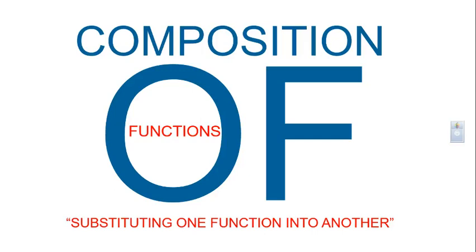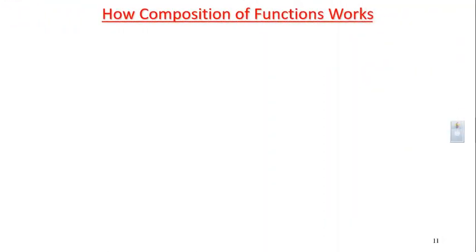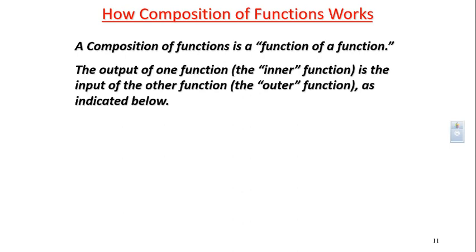Now, with composition of functions, we're doing something different from the arithmetic that we did. The four operations we just covered were addition, subtraction, multiplication, and division. Those are called arithmetic operations, and they're binary. That means you do two at a time. Composition of functions means that we're following a chain of commands where the output of one function becomes the input of the next function. So, a composition of functions is a function of a function.